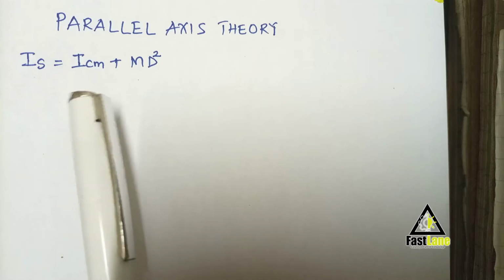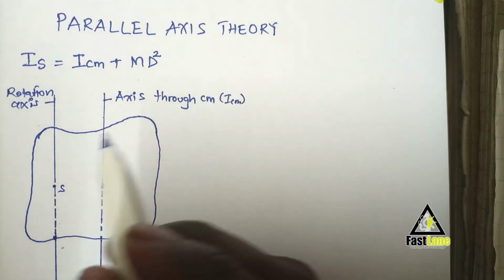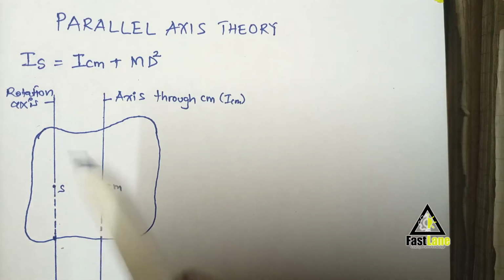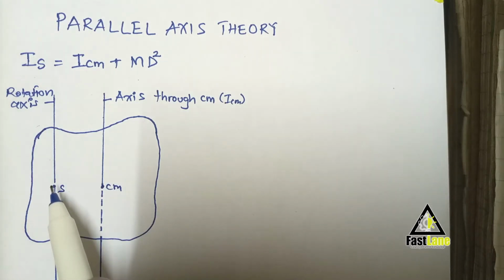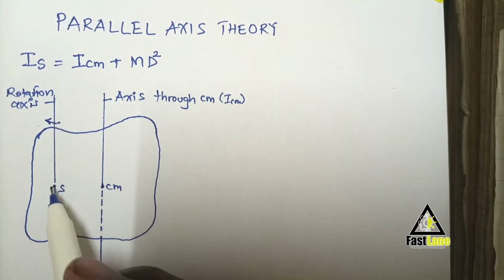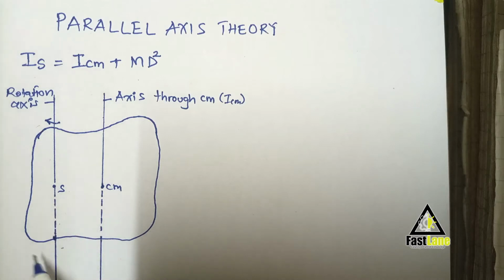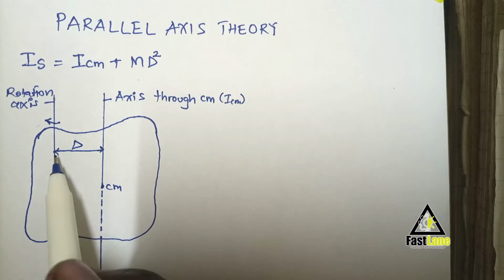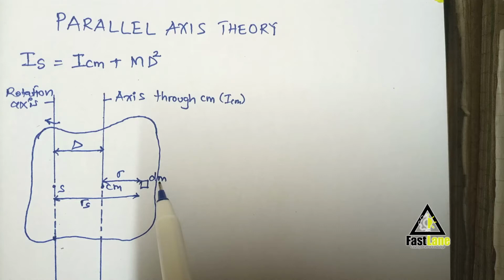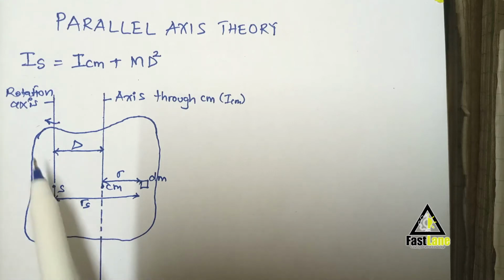So anyway, we have our body with this axis which is through the center of mass, and with another rotational axis which is passing through any point on the rigid body. The two axes are a distance d apart, and we have an element dm of distance r from the axis through the center of mass, and a distance r_s from the rotational axis.